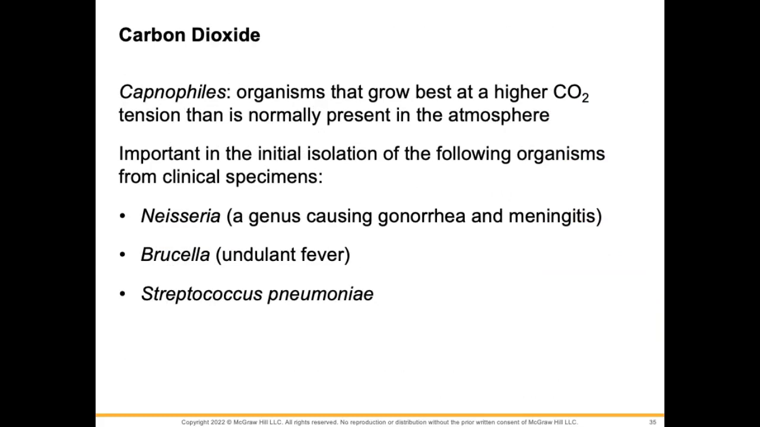All right, so moving on, carbon dioxide. Organisms that grow best at higher carbon dioxide levels would be referred to as a capnophile. Again, terminology here. Make up your list or your flashcards to remember these. Neisseria, Brucella, and Streptococcus pneumoniae are all examples of capnophiles.